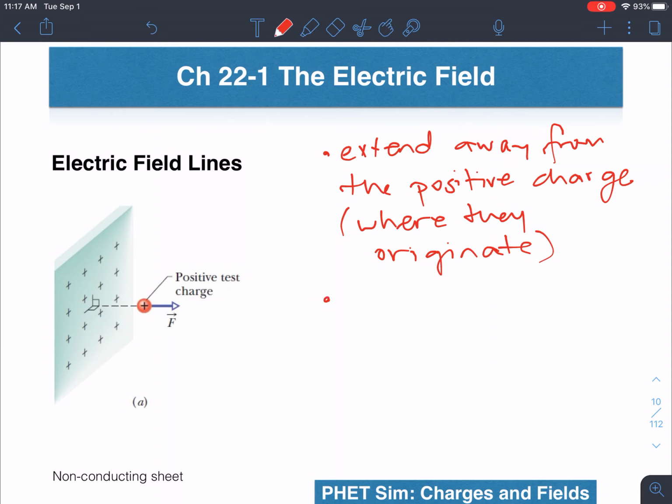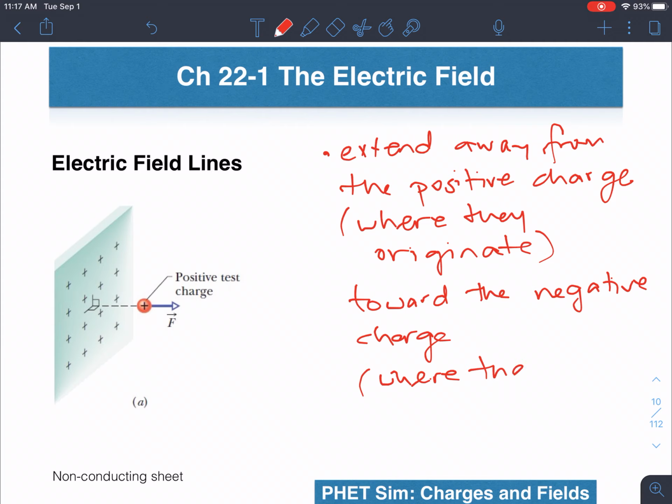And toward the negative charge. We don't have a negative charge here, so the electric field lines are going to go to infinity in this case. But if you had a negative charge, then it would end up in the negative charge, and that's where they terminate. And in class we will show this with the PhET simulation, and we will nicely see the electric field lines.